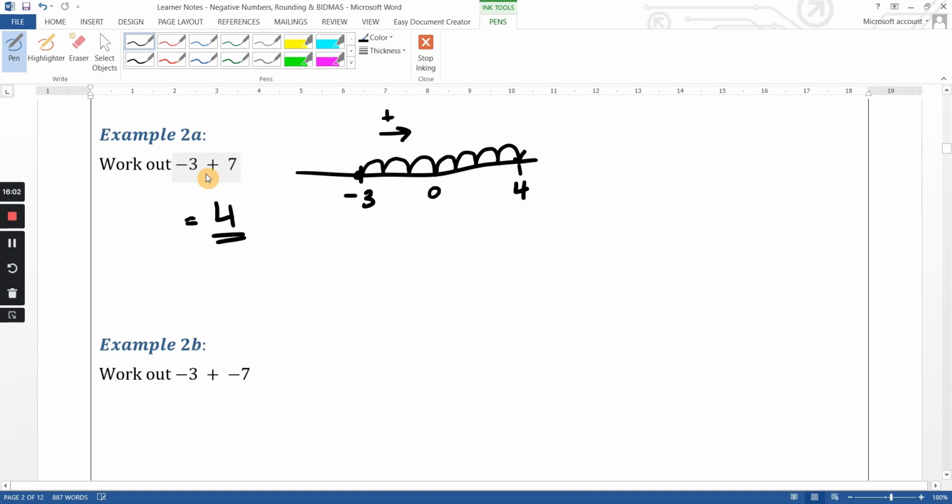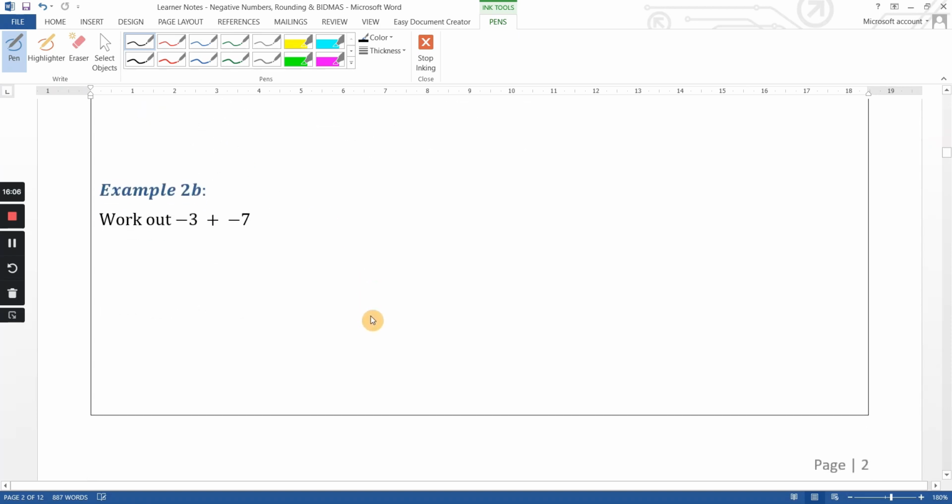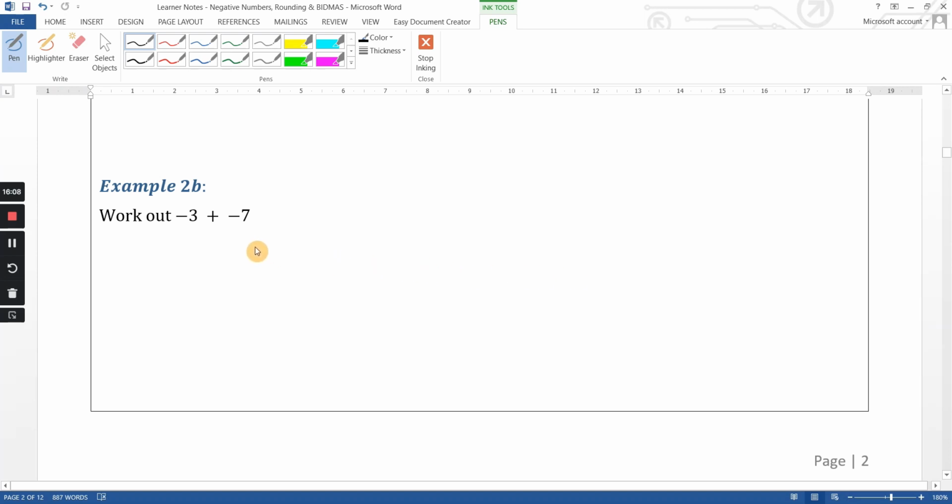So yeah, but ideally you should be doing this in your head. Again, it's really good practice. Let's do the second example.